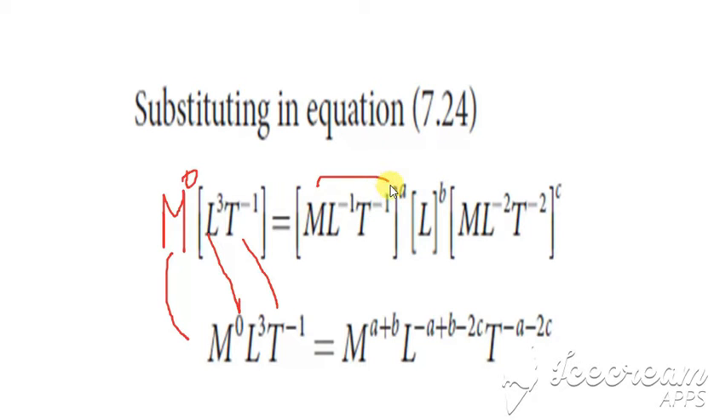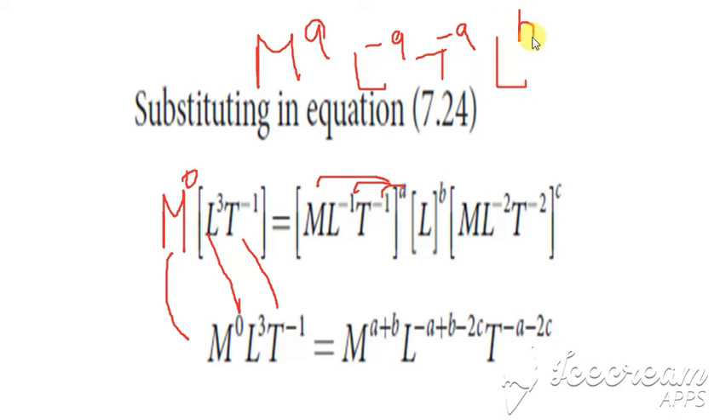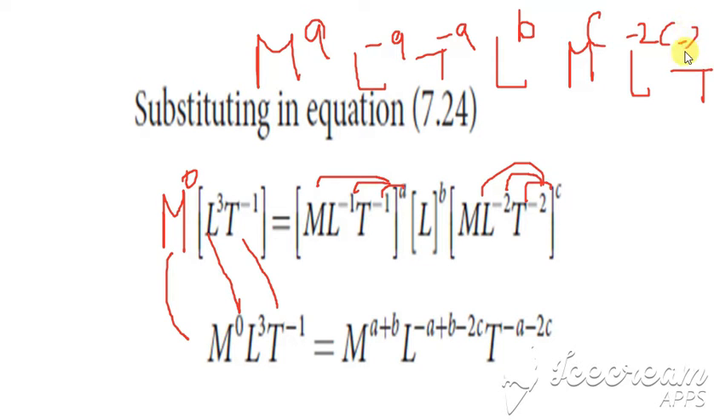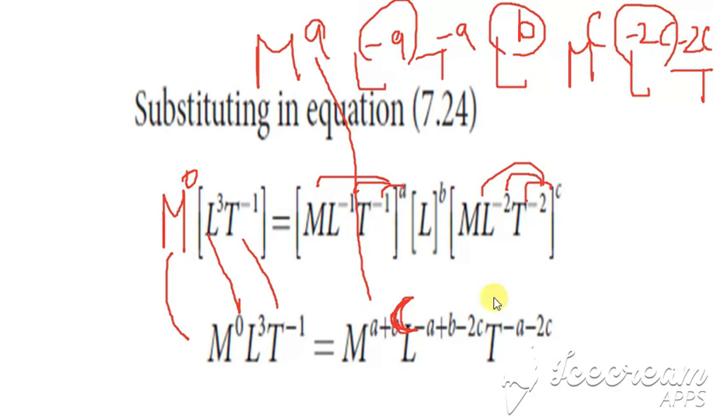Now multiply this inside. We get M power a, L power minus a and T power minus a. Next, L power b, and similarly M power c, L power minus 2c and T power minus 2c. Next, we write the powers of M alone. M is a plus c. It was written wrongly, so change it to a plus c. Next, for L, minus a plus b minus 2c. Then the last one for T is minus a minus 2c. Clear?